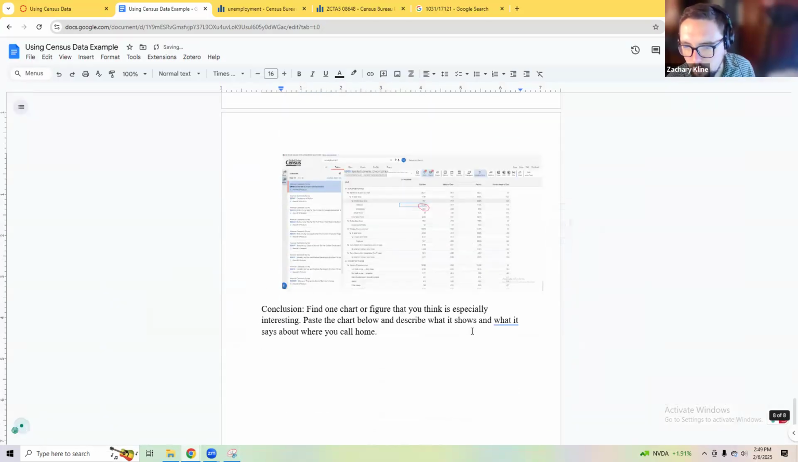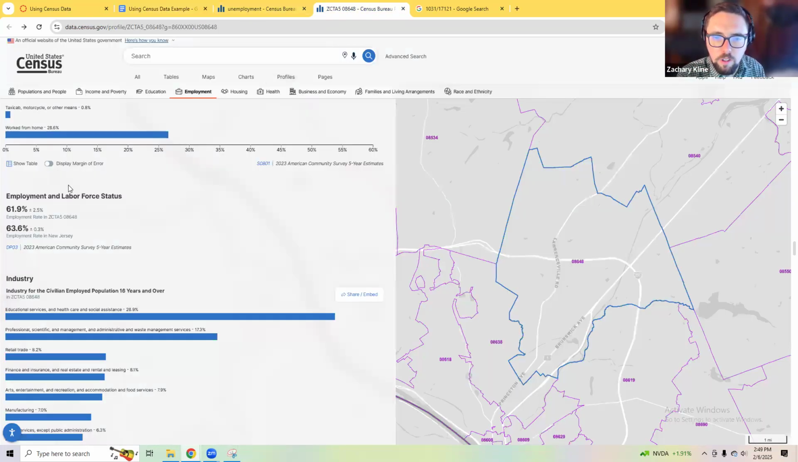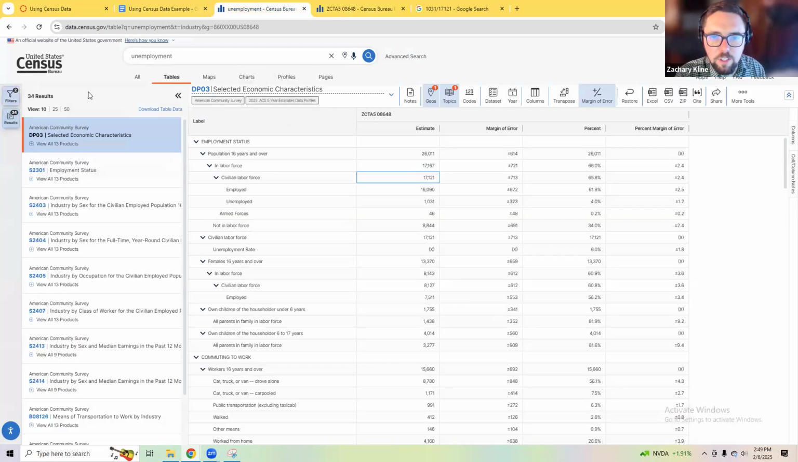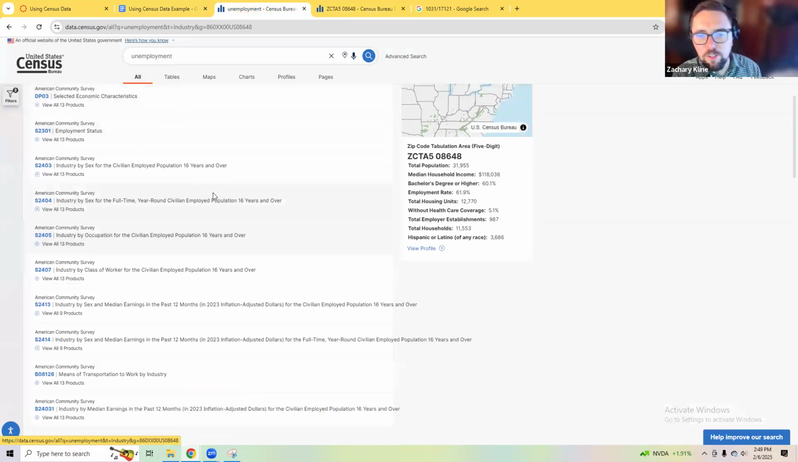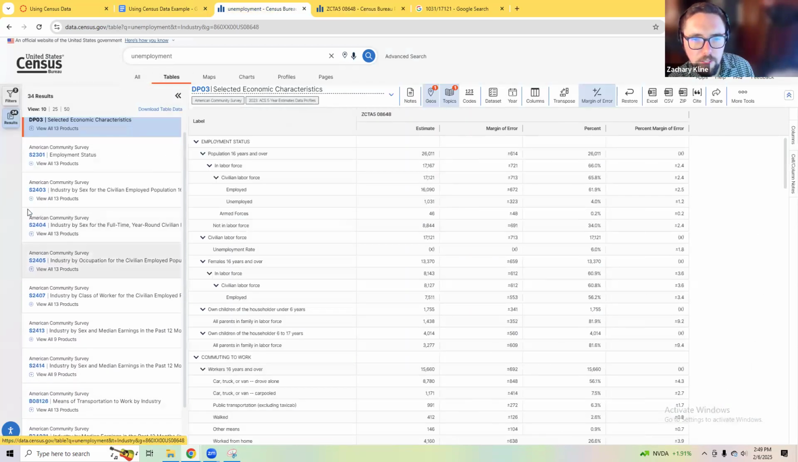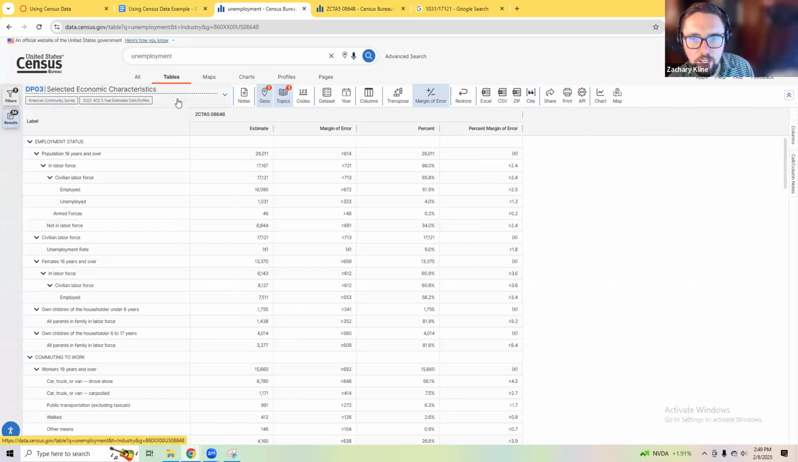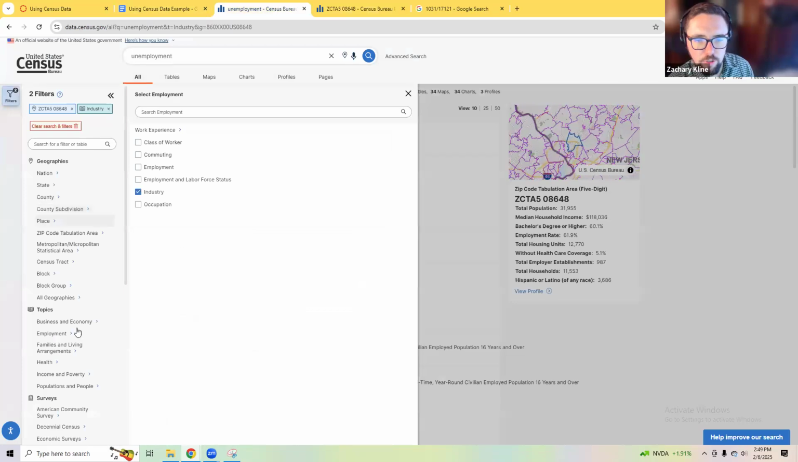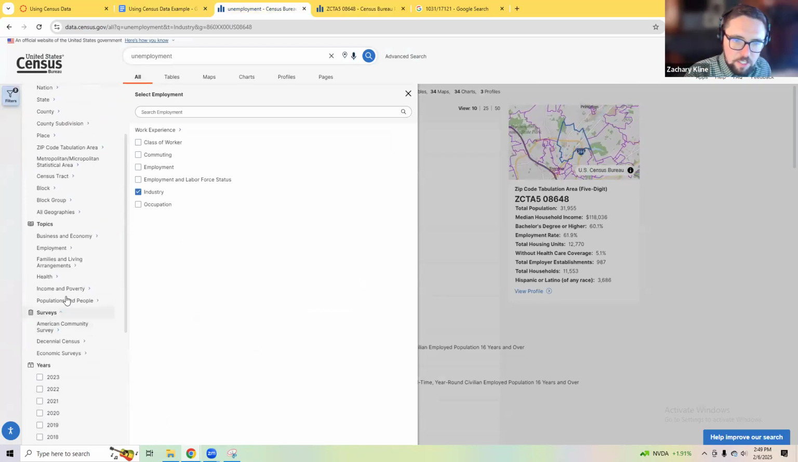Okay. Last question. Find a chart or figure you think is especially interesting. Paste the chart below and describe what it is and what it says about the place that you call home. You have a lot of flexibility on how you answer this question, but I recommend you don't just pick the first one you see. Actually go through the tables and see if you find something particularly interesting. Try going to filters, maybe search through some of these surveys.